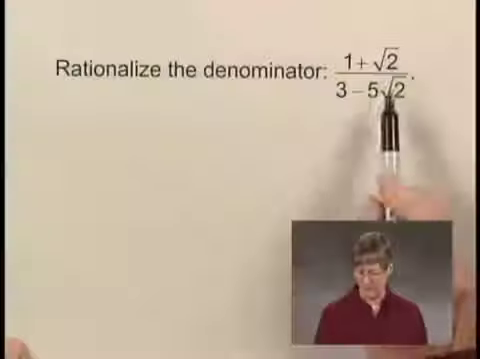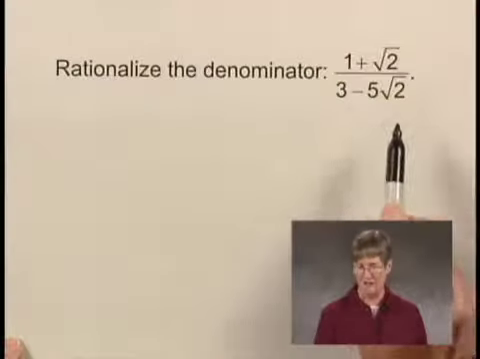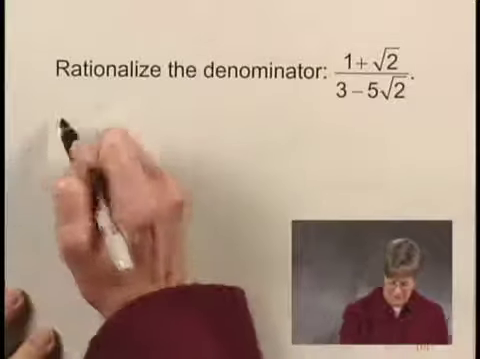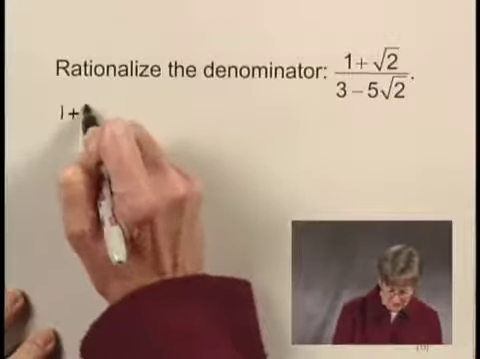In this exercise, we'll be rationalizing the denominator. And the expression that we're working with is (1 plus the square root of 2) over (3 minus 5 times the square root of 2). So let's just begin by writing that expression.